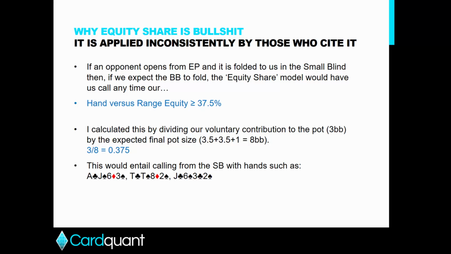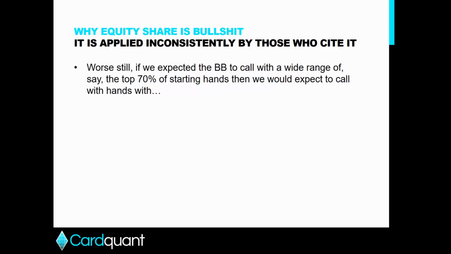You would be calling from the small blind with hands like ace, jack, 6, 3 suited to the jack, 10, 10, 8 deuce suited to the 10, or even jack 6, 3 deuce double suited, a remarkably weak hand in this context. Worse still, let's say you're in the small blind and you expect the big blind to call with a wide range of, say, the top 70% of starting hands, and this is very frequently what actually happens at the tables. Then you would say, okay, well, I expect it to be able to continue 3 ways as long as I have a hand versus range equity of more than 28.6%.